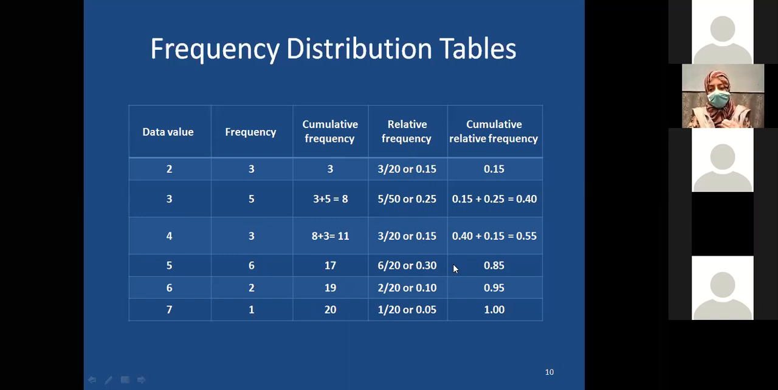And then cumulative frequency is again combining 0.15 to the second number. So 0.15 plus 0.25 gives 0.40. So this shows that 0.40 or 40% of the families had 5 children or less. Okay?